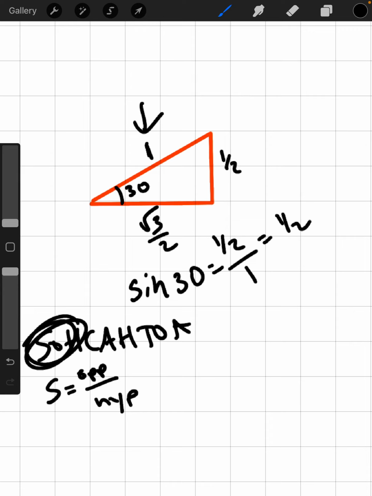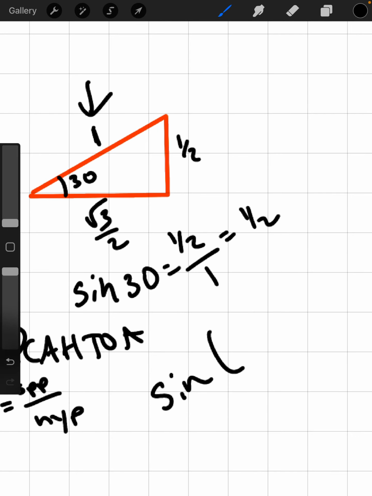So sine of 30 is 1/2. No matter what triangle you're looking at, if it has a 30-degree angle, sine of 30 is always 1/2. So I could draw a much larger triangle, and now I know for a fact that sine of 30 is going to be 1/2.